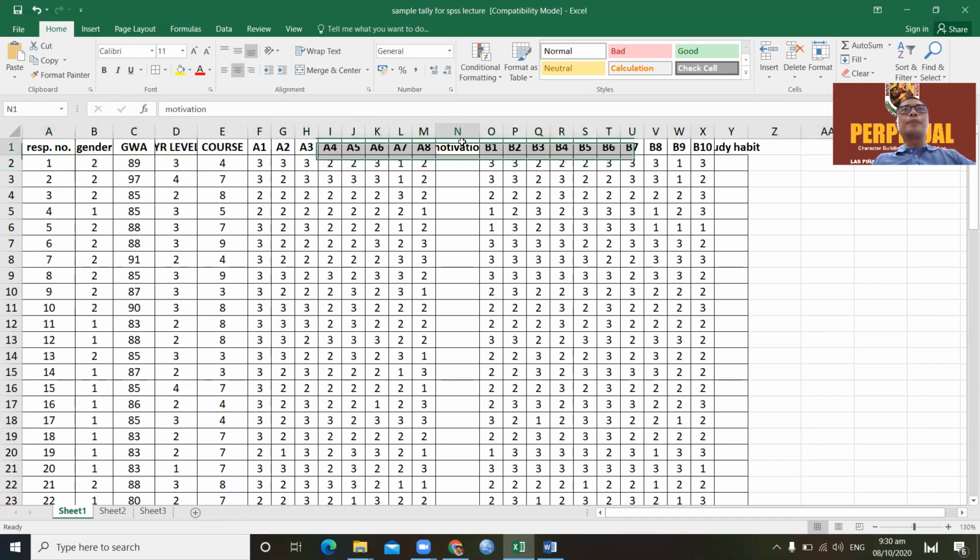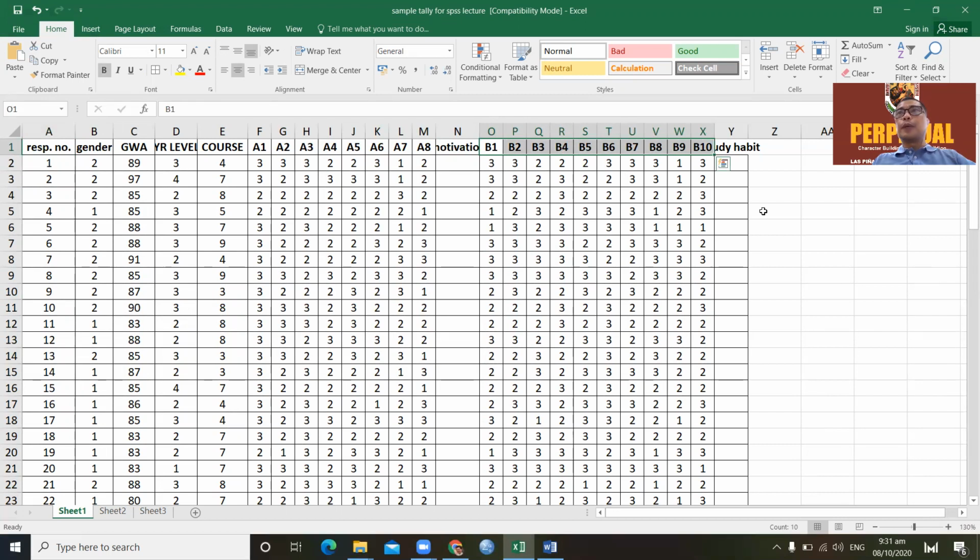Now, when you talk of motivation, you actually have 8 questions under motivation. I just labeled them from A1 until A8. Each response of the first respondent should be tallied in here. For question number 1 of motivation, the answer is 3. Next is 3, 3, 2, 2, 3, 1, and 2. That's for the 8 questions of motivation for the first respondent. Going into the study habits, there would be 10 questions all in all.